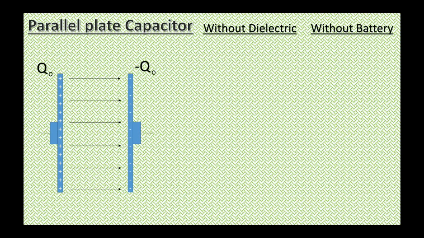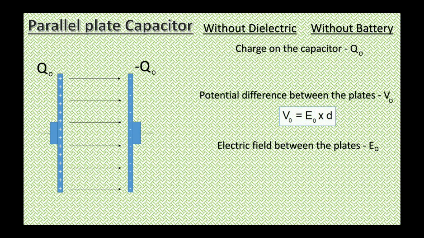So first of all, let us revise the capacitance due to a parallel plate capacitor without any dielectric and without any battery. So we simply have a charged capacitor with two plates, charged to Q0 and minus Q0. The area of the plates is A, separated by a distance of D. So the charge on the capacitor is Q0. Electric field between the plates is E0, and potential difference between the plates is V0, that is, V0 is equal to E0 into D.